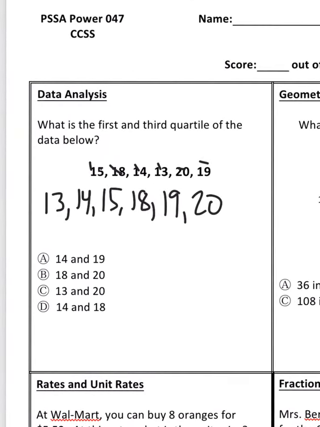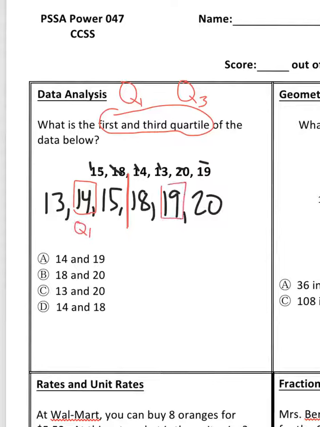Data analysis. What are the first and third quartiles of the data below? Well, first thing, as you can see, I put all the numbers in least to greatest order. Now you got to remember what the first and third quartile are. Remember, we label those as Q1 and Q3. If I split the data in half right here, the first quartile is the middle of the lower half of the data. So that is Q1. The third quartile is the middle of the upper half of the data. So that is Q3. That means the first and third quartile are 14 and 19, which is A.